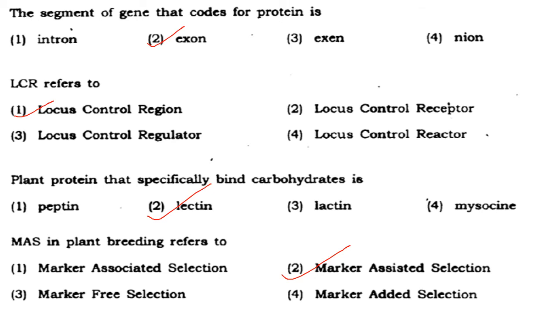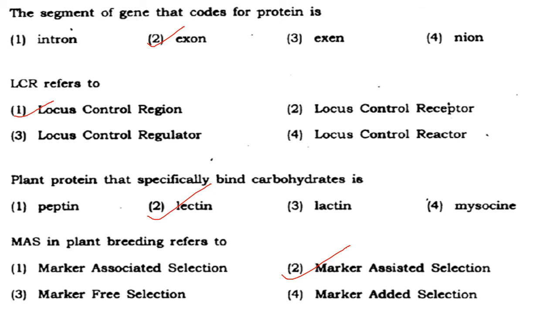LCR refers to option 1, locus control region, 2, locus control receptor, 3, locus control regulator, 4, locus control reactor. Answer is option 1, locus control region. Next one. Plant protein that specifically binds carbohydrates is option 1, peptin, 2, lectin, 3, lactin, 4, mycosine. Answer is option 2, lectin.